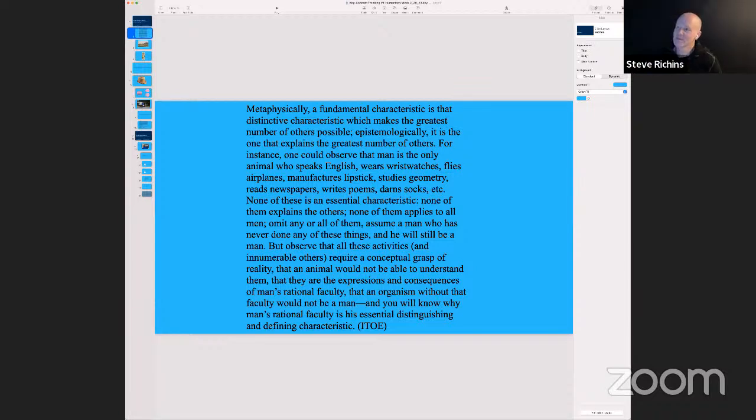Then she says, but observe that all these activities and innumerable others require a conceptual grasp of reality, that an animal would not be able to understand them, that they are the expressions and consequences of man's rational faculty. And here's the thought experiment part again, that an organism without that faculty would not be a man. Imagine that you didn't have that. You'd be missing all of these things. And you will know why man's rational faculty is the essential, distinguishing and defining characteristic. So here's a mental process of variation, mental subtraction in this case, that enables you to identify what's fundamental, to separate what's fundamental from what isn't.